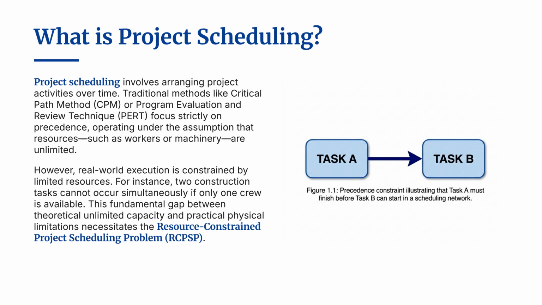Consider a construction site where two different tasks require the same specialized crew at the exact same time. Logically, these tasks might be independent, neither depends on the other. But physically, they cannot occur simultaneously because there is only one crew available. This discrepancy between theoretical unlimited capacity and practical physical limitation is precisely what necessitates the RCPSP. Without accounting for resources, a schedule is merely a wish list, not an executable plan.